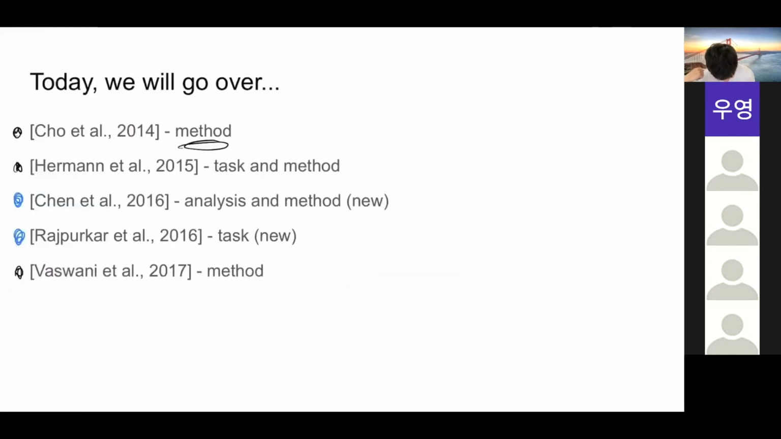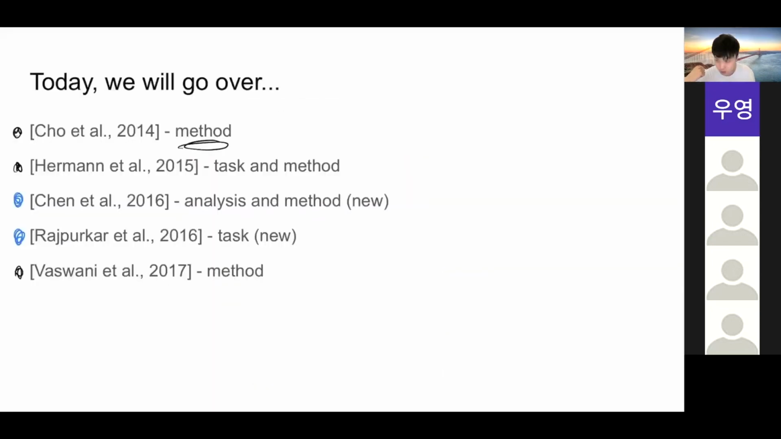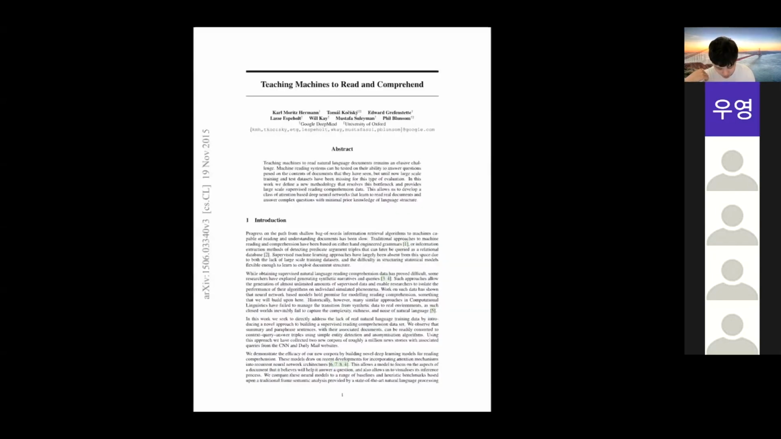Okay, so let's go into the second paper, which is Hermann et al. 2015. So I say this is a task and method paper because it actually proposes a task and also a method. So we'll actually see how that goes in the abstract. So let's read the abstract.